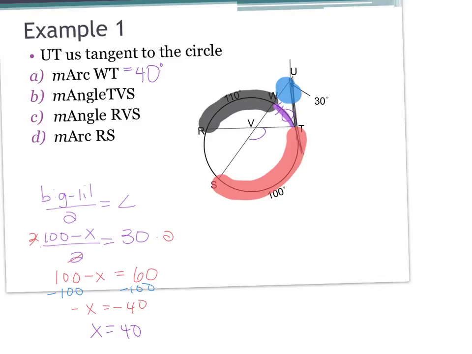So TVS intercepts 100 degrees. Its vertical angle, which is opposite it on the other side, intercepts 110. So I add those two and divide by 2. I get 210 divided by 2, or multiplying by 1/2, same thing, and I get 105.